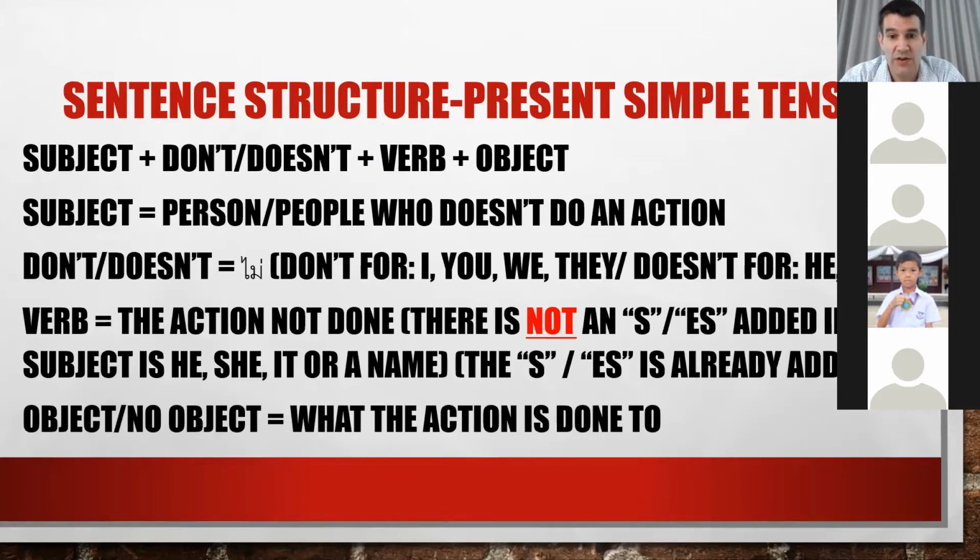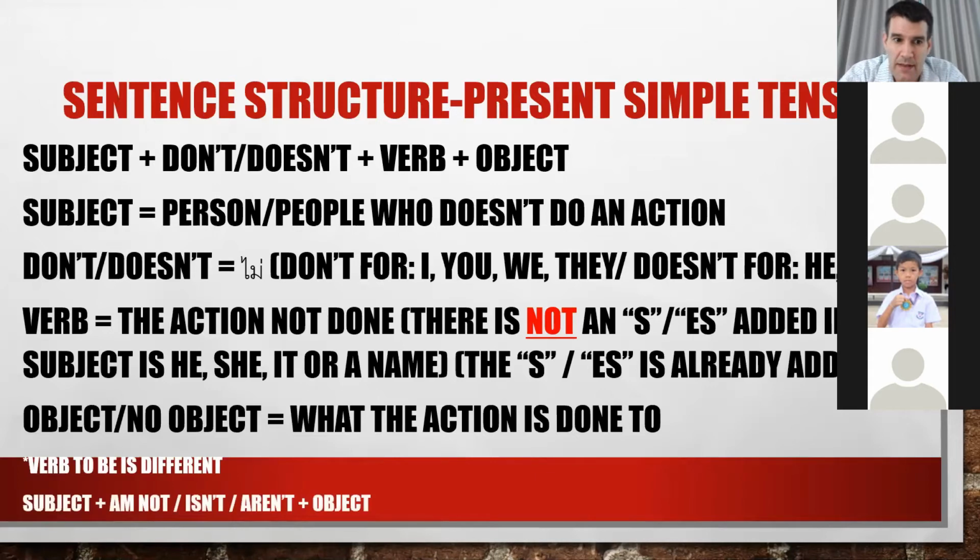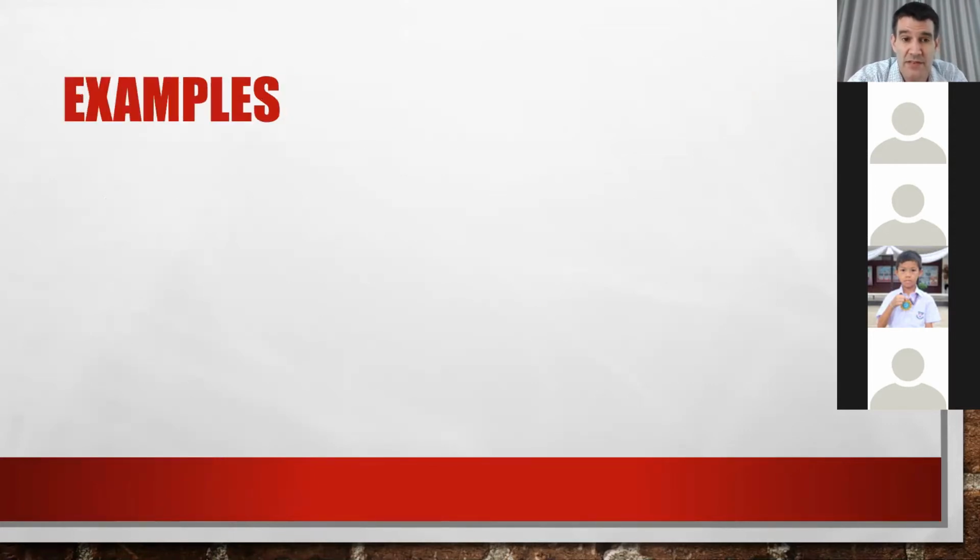And the last, object or no object, depending on the sentence. Maybe there is an object, maybe there is no object. Verb to be is a little bit different. If you have a positive sentence, it is easier. You just use am, is, are. But in the negative, you say am not, or isn't, or aren't. So you don't say don't or doesn't. It's am not, is not, are not. So all the other verbs you say do or doesn't, except verb to be. So I will show you some examples.